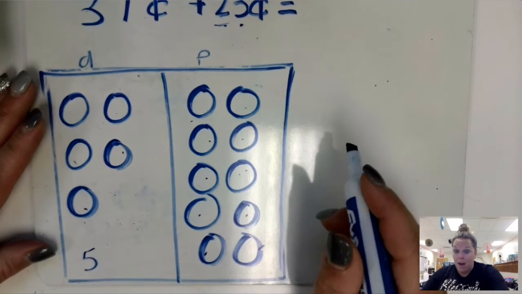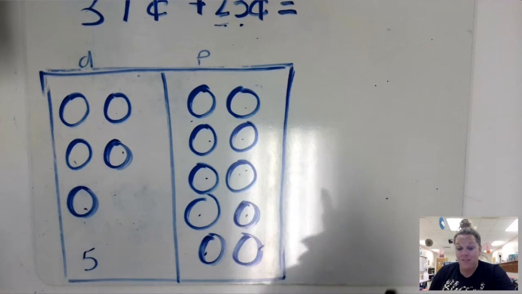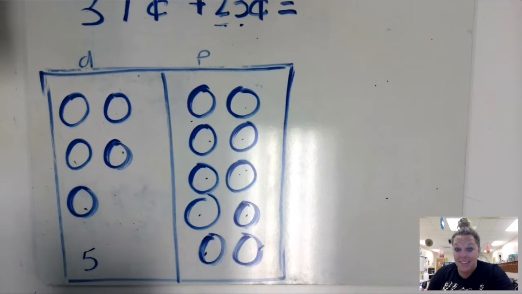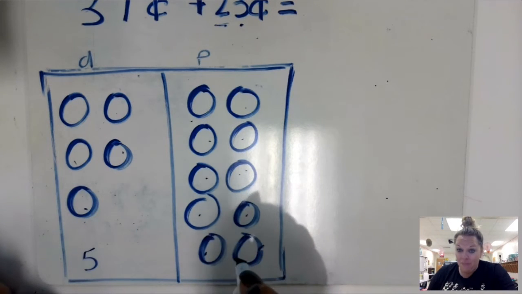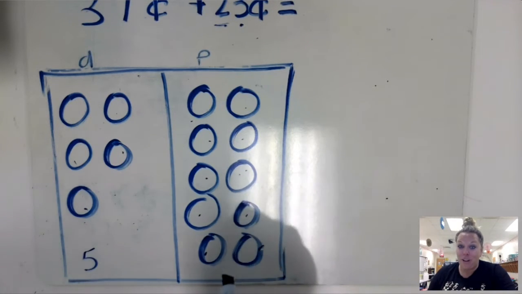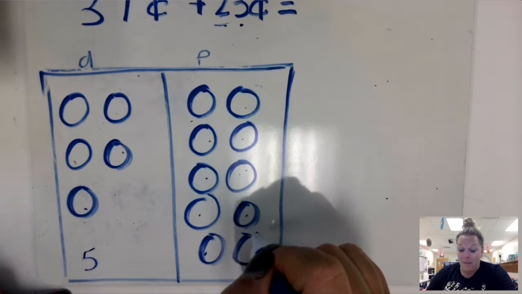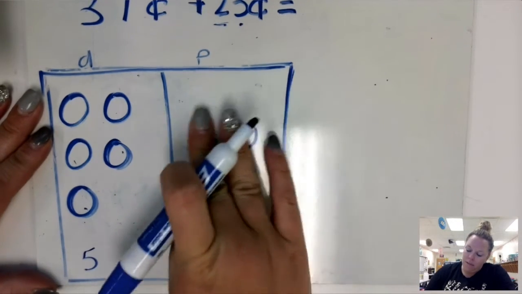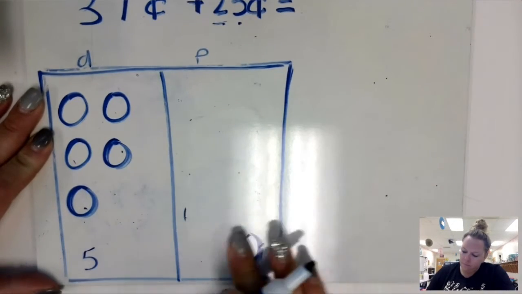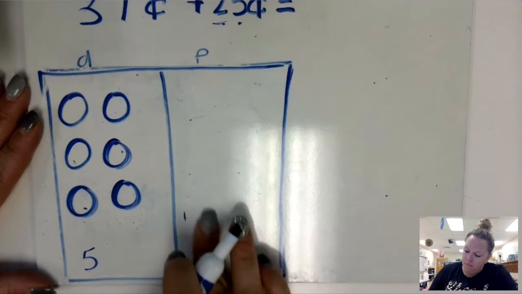Okay, now remember that we've talked about trading before, that if you have at least 10 pennies, you can trade some of them and replace it with a dime. So do we have enough pennies here to trade it for a dime? If I have 10 pennies, I can trade it for a dime. Do I have 10 pennies? Yes, I do. So I'm going to get rid of these pennies. And in place of the pennies, I'm going to put another dime.